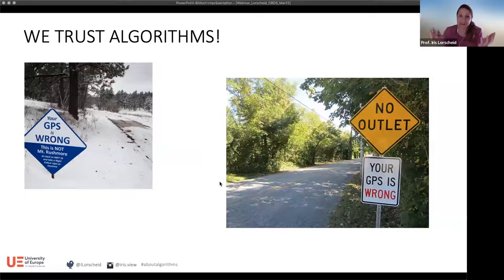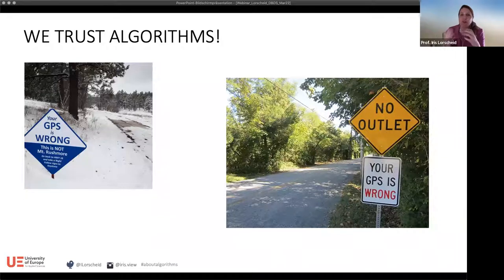And we trust algorithms. That's the other point. For some, it might be a bit scary that everything is now digital and we have artificial intelligence in the world. I have another lecture tomorrow morning in the program on artificial intelligence and what they can do. But actually, we like to trust these algorithms. A good example is the GPS system.